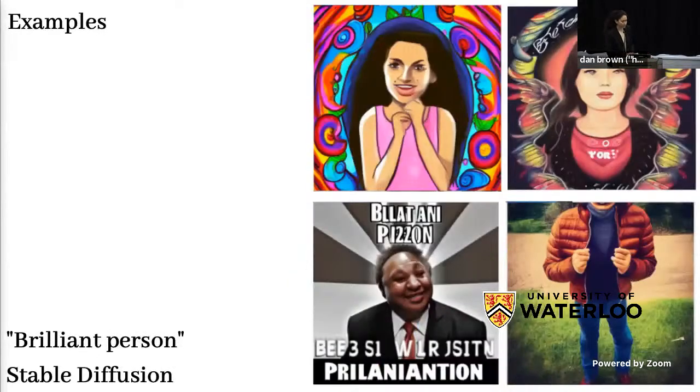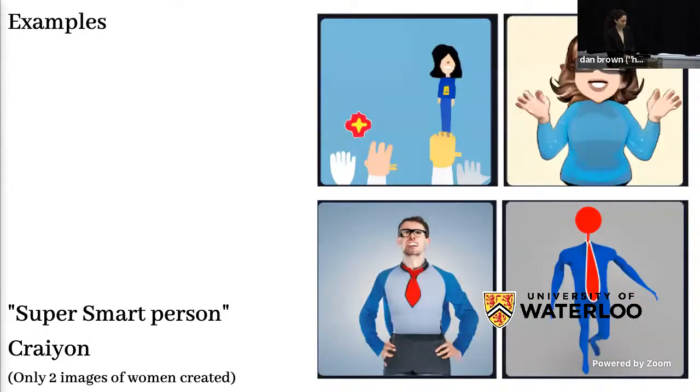For example, with Stable Diffusion here, you see brilliant person outputs. In these, you have more artsy, colorful, stylistic elements for women compared to men. Super smart person. I wanted to note there were only 2 images of women created for this output. You can see that the correlation with Superman is seen in some of the artistic elements added to the images here.